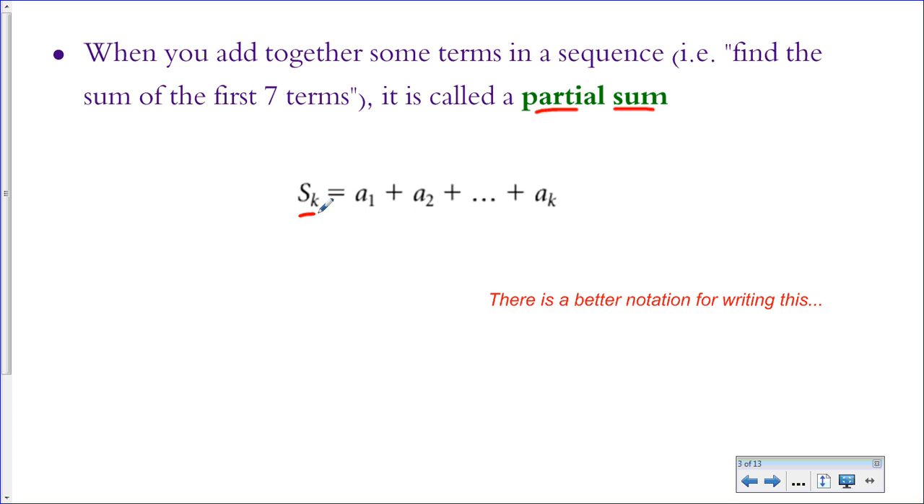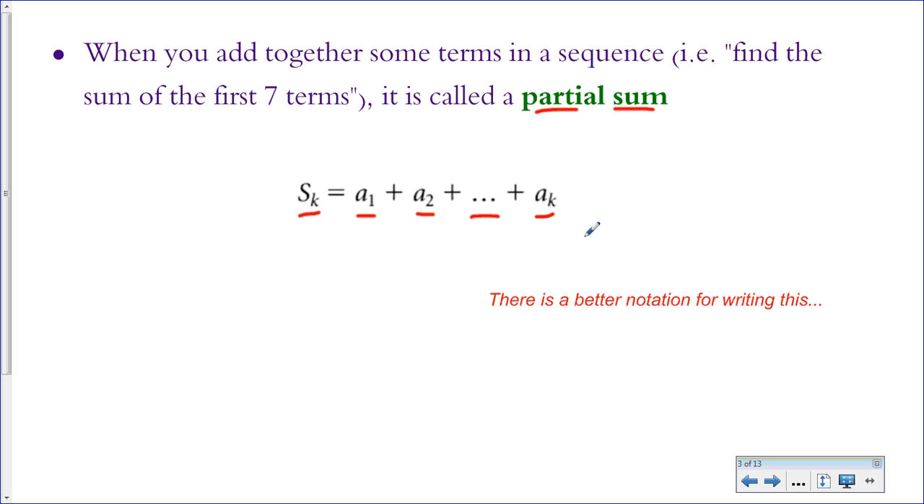So you might write that as S sub k equals A1 plus A2 plus dot dot dot. Of course, that dot dot dot means A3, A4, A5, where that's the value of each term, all the way up to A sub k, which is whatever term you're trying to find the sum up until. So in this case, it would be A sub 7 if you were trying to find the sum of the first 7 terms.